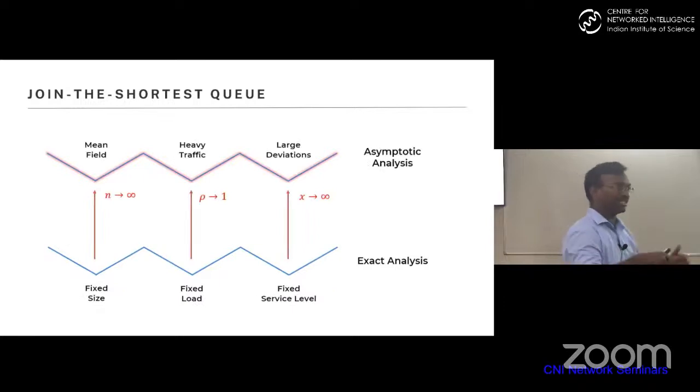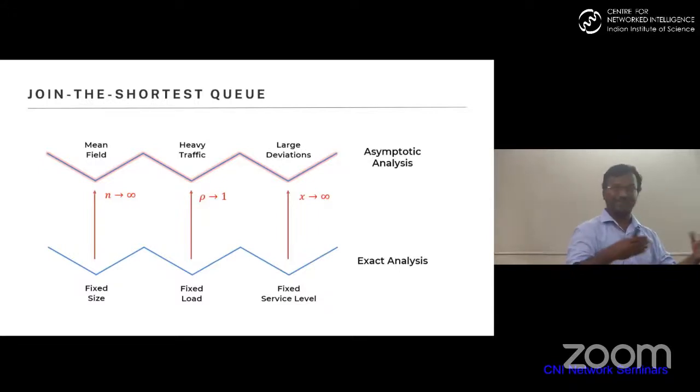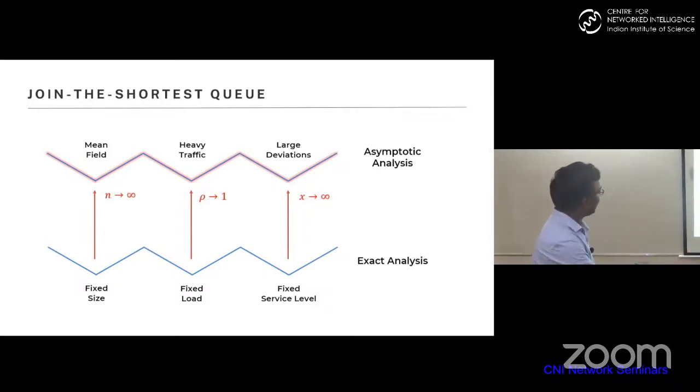And there are many asymptotic regimes that queueing theorists look at. Each asymptotic regime is like a different vantage point, which qualitatively tells us different things about the underlying queueing system. And for the three things that I mentioned, size, load, and service level, you can look at asymptotic regimes that correspond to each of those three.